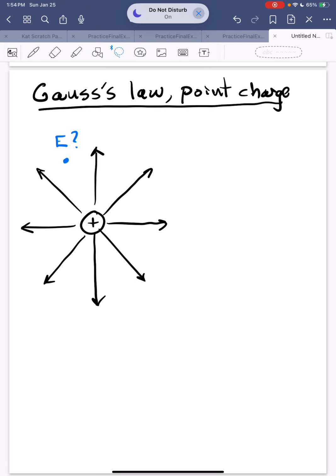Hello, in this video I want to show you how to solve the following problem. What if I gave you a point charge like this that's positive and I asked you what is the electric field at some location here, some distance away from that point charge? How could you figure out what the electric field would be? Well, what I'm going to do in this video is show you how to use Gauss's law to calculate that electric field for any location at any distance from this point charge.